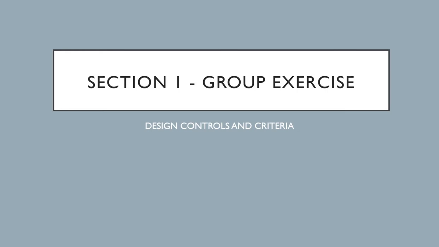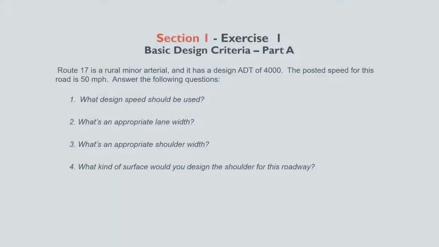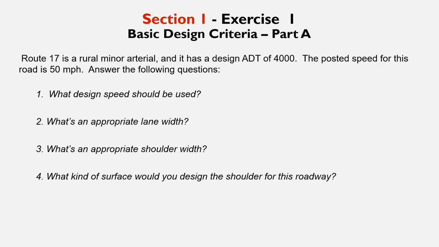The road has an ADT of 4,000. The posted speed for this road is 50 miles per hour. Answer the following question. What design speed should be used? The same as the speed limit, which is 50. Okay.